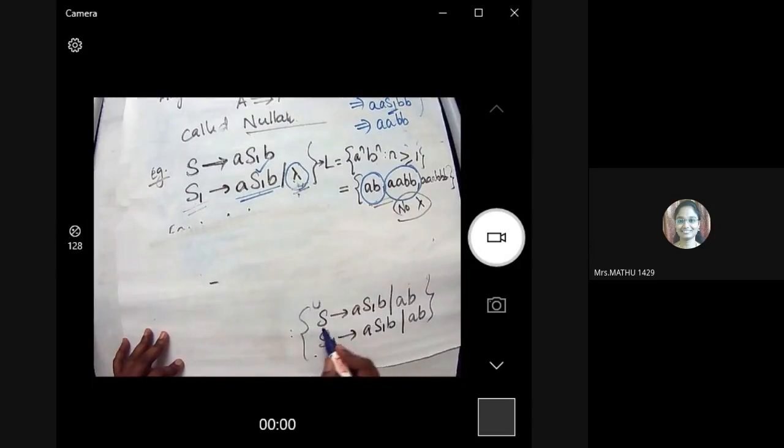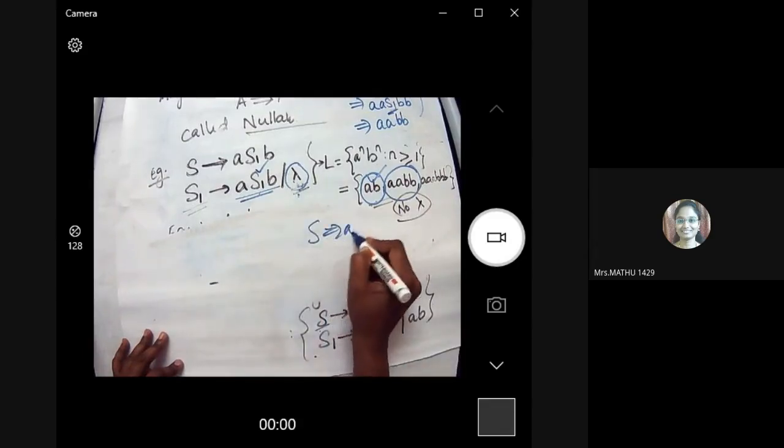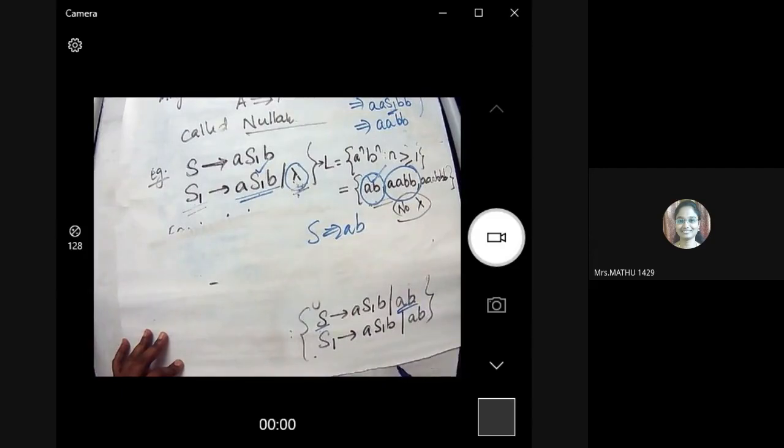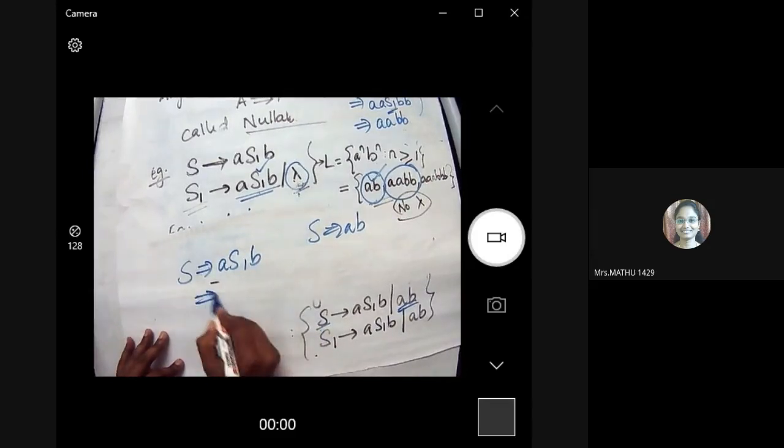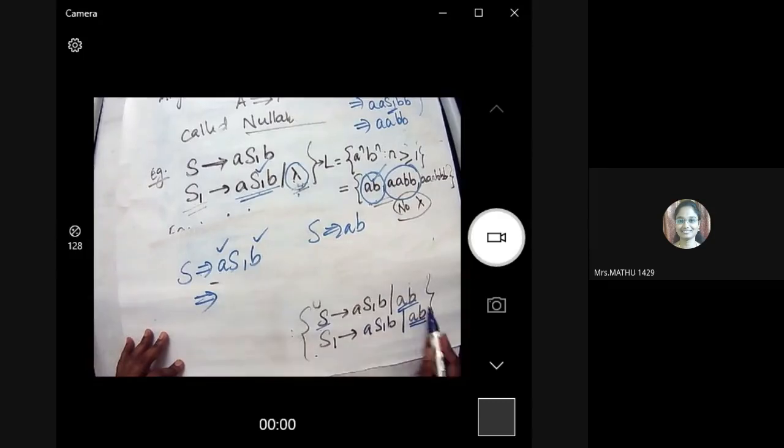You can see here, if I want to generate AB, then directly I'll get this. S derives AB, that's all. We have a production AB, so directly I'll be able to get it. And if I want to get AABB, then S derives A S1 B. What is needed? AABB. I have already one A and one B. So in between I need another AB. So instead of S1, I can apply AB. So A, AB, B.